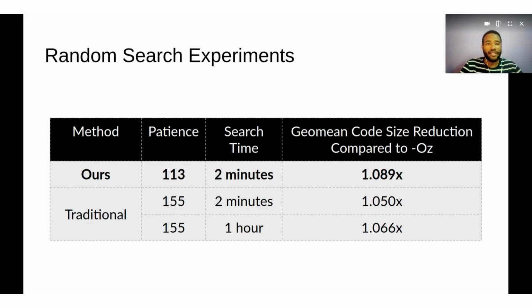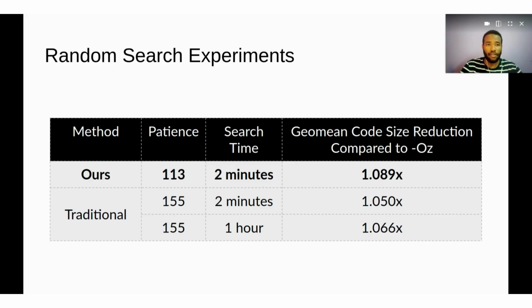In this table, we can see the results of the random search experiment on 15 benchmarks from the cBench dataset. The table states the method, the search patience, search time, and geometric mean code size reduction compared to the Oz flag of the 15 benchmarks for 3 experiments. As we can see in the table, using the same search time of 2 minutes, our method was able to achieve nearly 4% improvement over the module level method. Also, it was able to achieve nearly 9% improvement over the Oz flag.